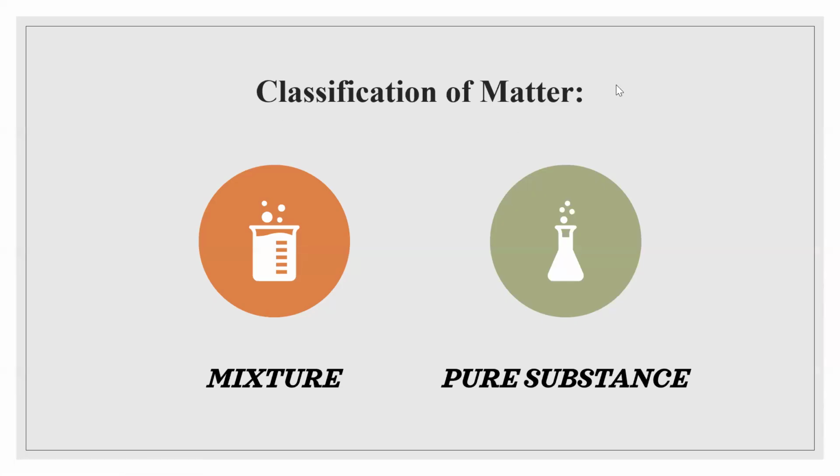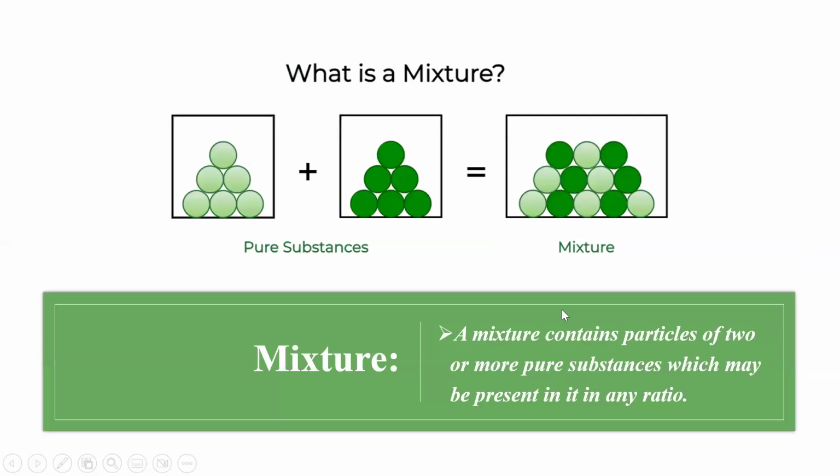So classification of matter. We know matter is classified into mixture and pure substance. So we are going to see about mixture. So what is a mixture? When two or more pure substances combine together, then that is called a mixture.